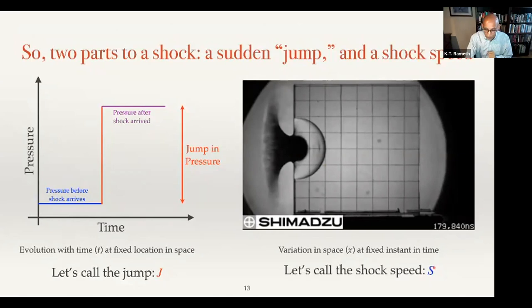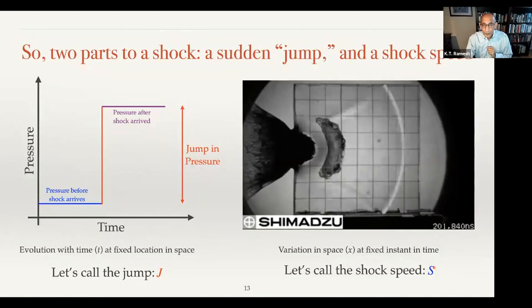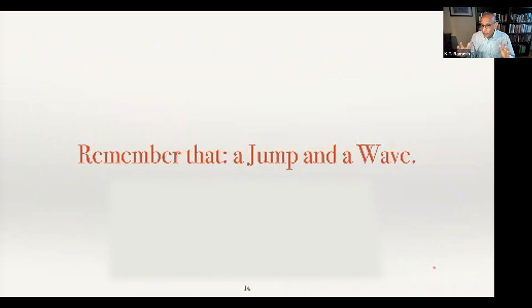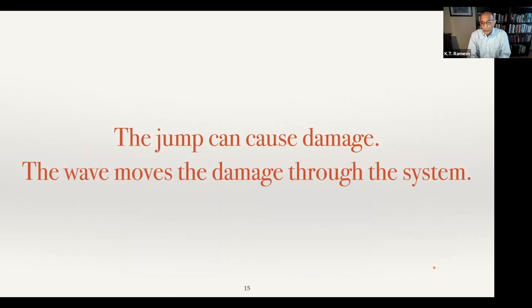Now, there's the propagating shock. We saw it a minute ago. So this is really all I want you to remember about a shock. The key ideas, there's a jump and there's a wave. Those are the two critical ideas. And with that, we can then build an understanding of what's going to happen inside a structure. So first, what happens with the jump, right? Your jump is taking a system at some low pressure, some small force, and taking it to a large pressure, some large force. The question is whether the system, the material, can survive that large force.